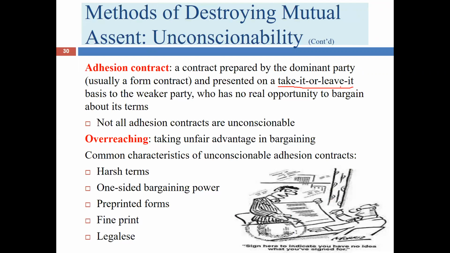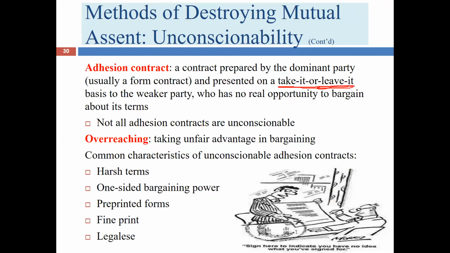So adhesion contracts are very common, nothing in the world wrong with it, but they do present a possibility of problems because it does have this element of take it or leave it. They're not being negotiated over. One party is saying, this is the deal. If you like it, great. If you don't like it, go away. But don't think that all adhesion contracts are unconscionable, or even most are.